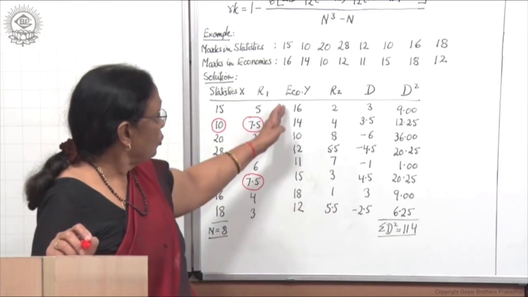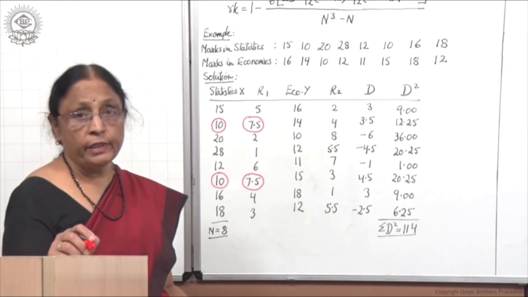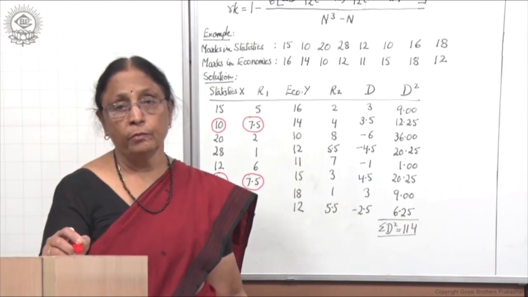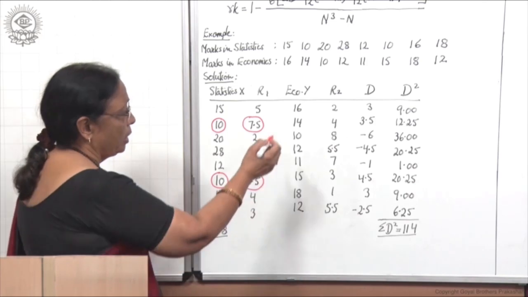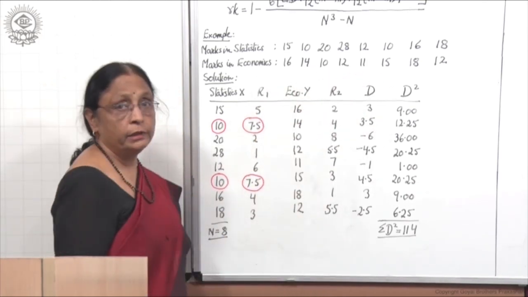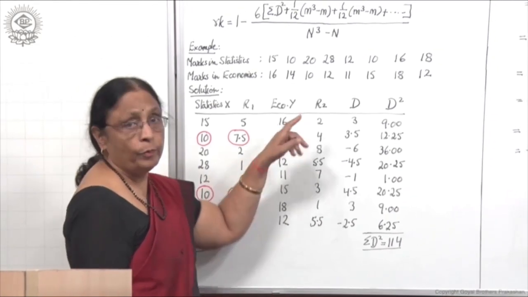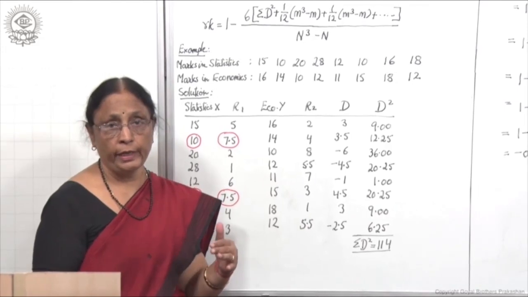Now let us move to marks in economics. Let us see whether here also we have repeated marks or not. Now the series or the data is given like this. Copy down the data here. Okay. Now you have to calculate R2 by giving ranks.